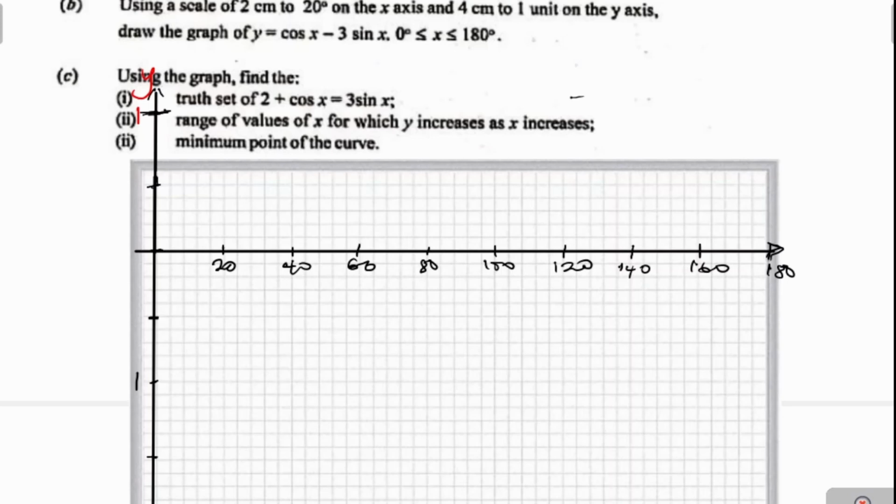So we have been asked to use a scale of 2 centimeters to 20 units on the x-axis and 4 centimeters to 1 unit on the y-axis. Right, so this is my x-axis, and then this is my y-axis, which I've extended into the question, but let's just manage it that way.